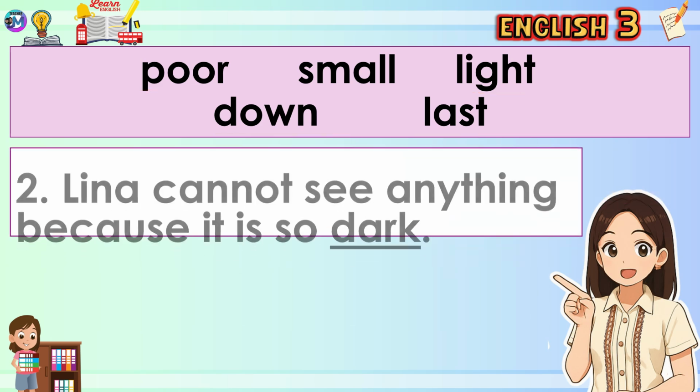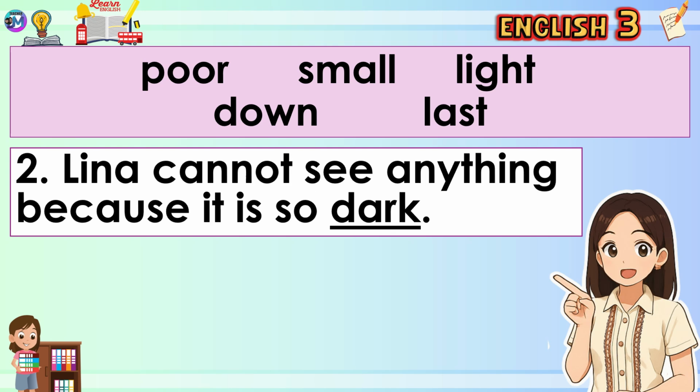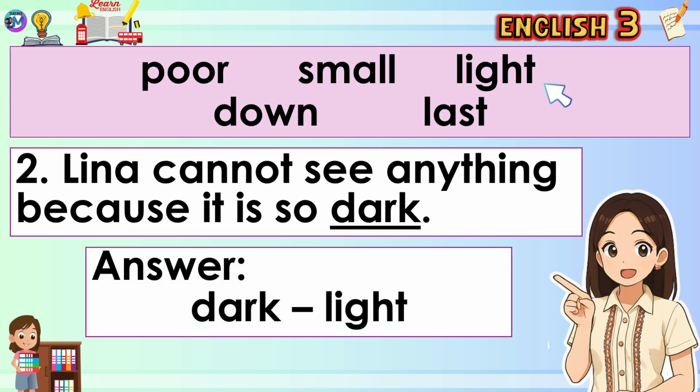Sentence number 2. Lena cannot see anything because it is so dark. The underlined word is dark. Which from the choices is the opposite of dark? Very good. The answer is light. The opposite of dark is light.